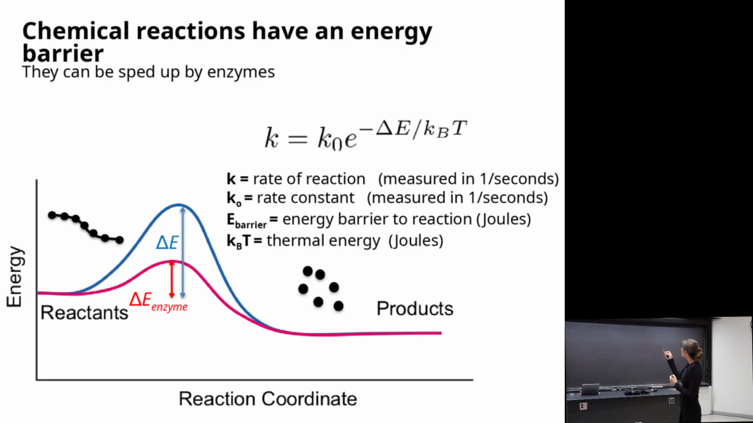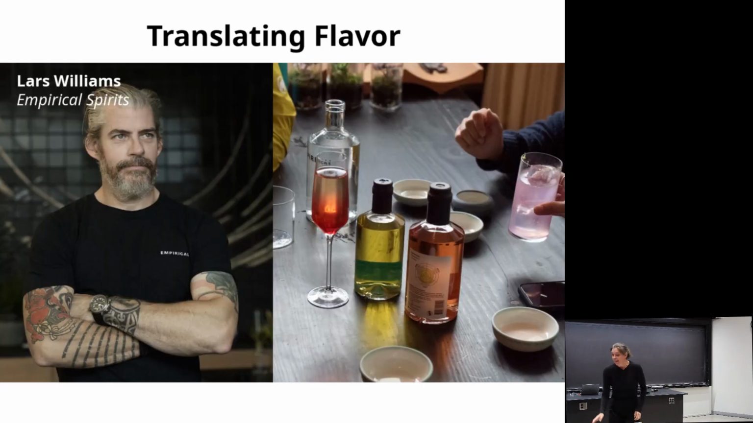And if you have a lower activation barrier, then your K is also faster. And that's how this equation works. And this is how enzymes work. Whether they're inside a cell or outside a cell, this is basically the equation that explains how they work.